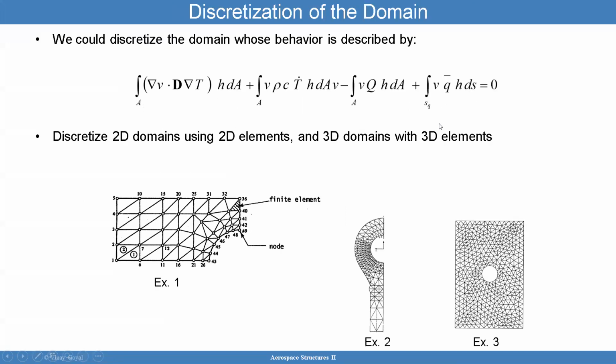Now what we want to do is discretize the domain. So say I have a domain of some kind, I could discretize using 2D elements like you see here, triangular elements, and so forth. And we're going to discretize this equation over a single element that gets mapped into a standard element.